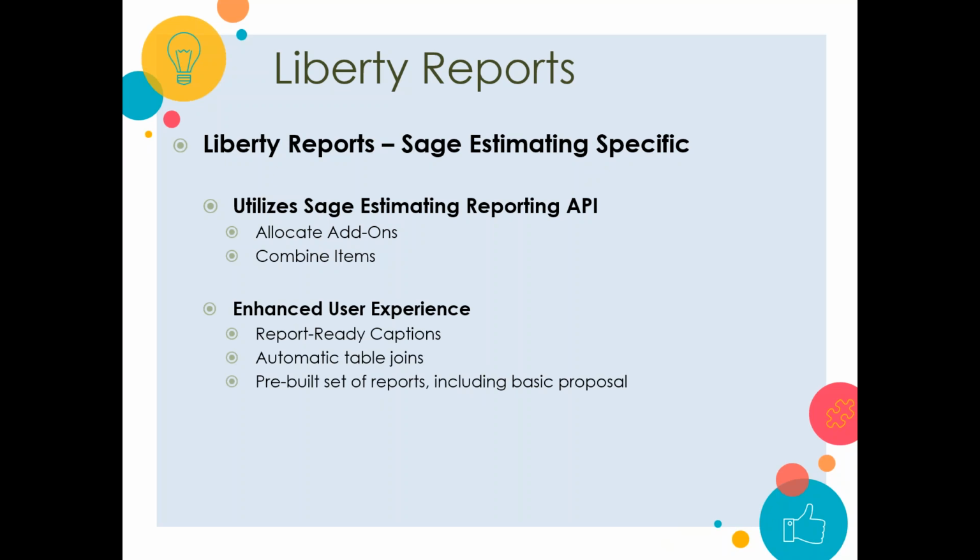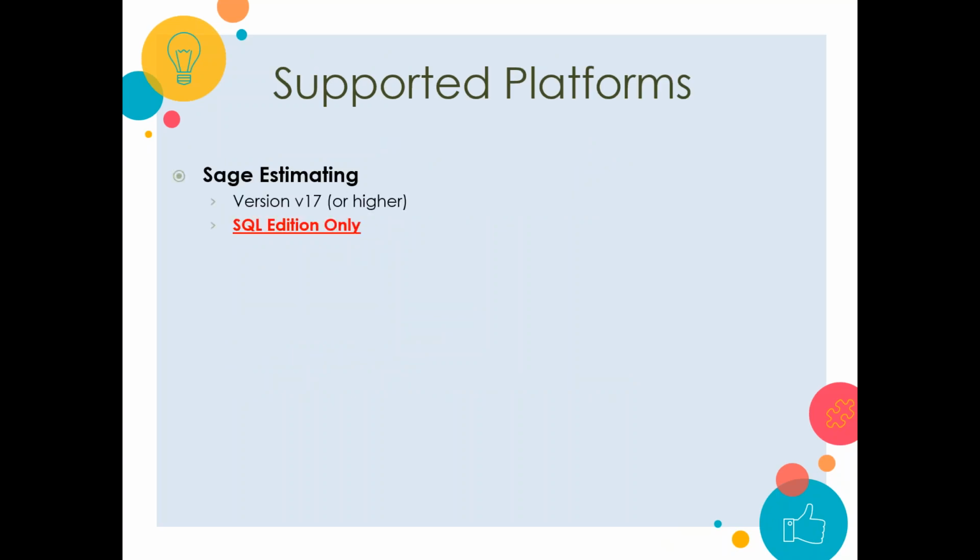We have, as I said, report-ready captions and table joins. If you use Liberty Reports SQL Server and you grab data from one table and then you try to grab data from another table in the wizard, it wouldn't necessarily know how those tables are related, and it would then prompt you. And not everybody knows how tables are related, so it's more challenging to use that technology. So I just caution you.